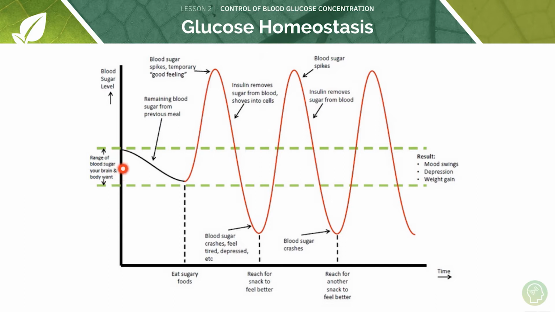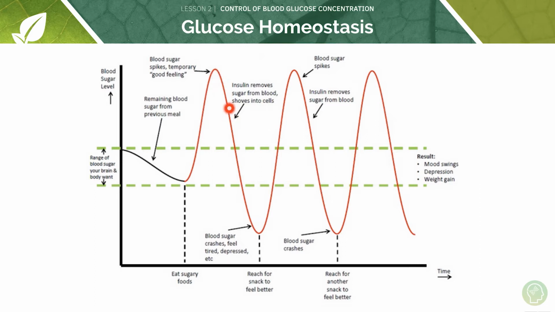So this is the range here of blood sugar your body and brain want, and just having a quick look at the axes, we have blood sugar level on the y-axis, so the higher we go, the higher the blood sugar level, and we've got time on the x-axis. This is where we ideally want to keep our blood sugar concentration, our blood glucose. However, when we get hungry, for example, we might eat something very sugary, so we're going to get a steep rise in our blood sugar.